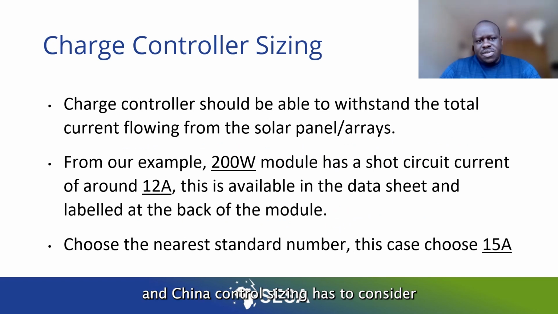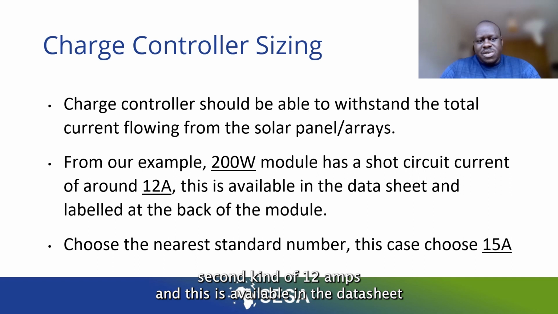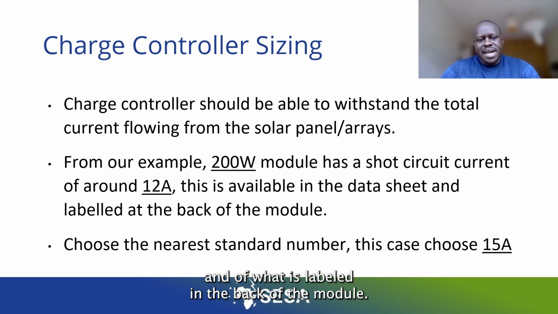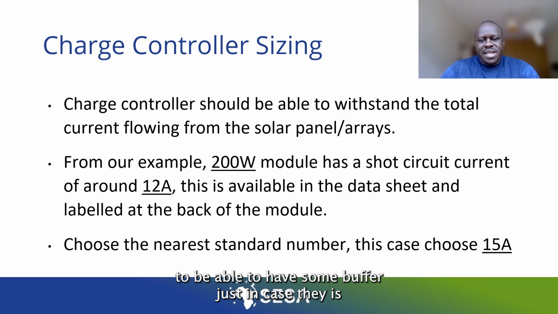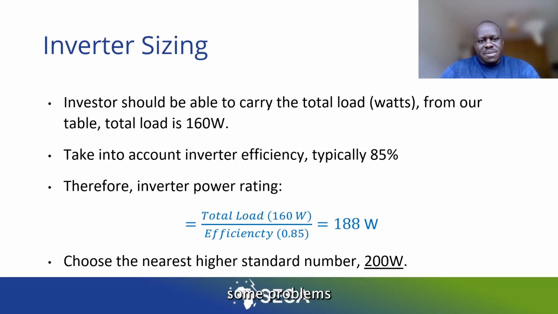And charge controller sizing has to consider whatever current is flowing from the panel to the battery. For example, our 200 watt module has got a short circuit current of 12 amps, and this is available in the data sheet, and of course is labeled on the back of the module. So you choose the nearest number. In this case, choose 15, so as to be able to have some buffer just in case there are some problems.